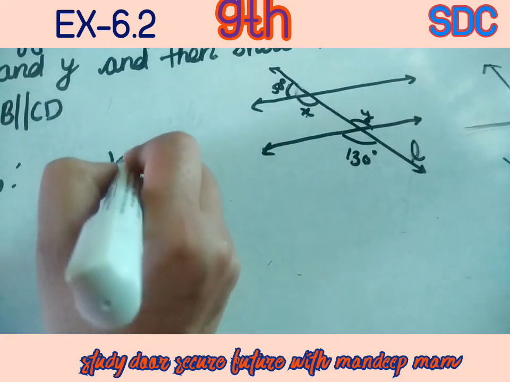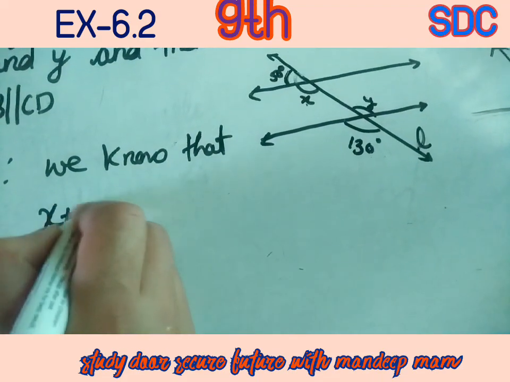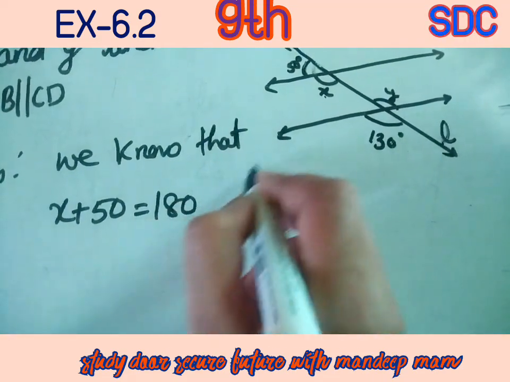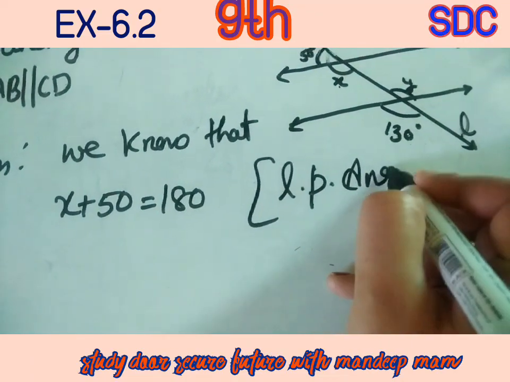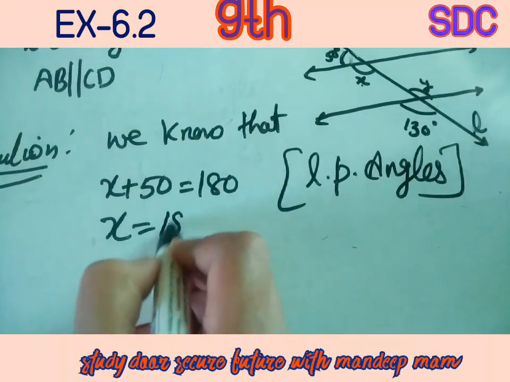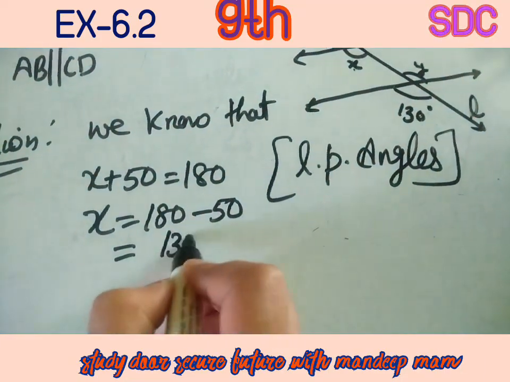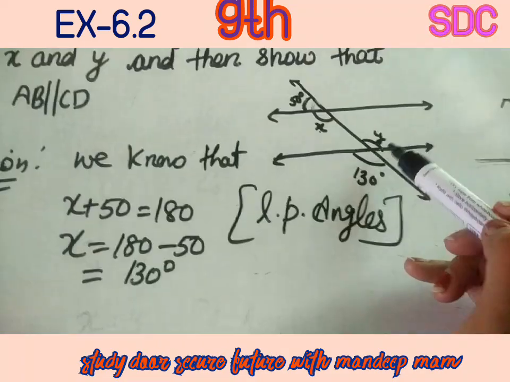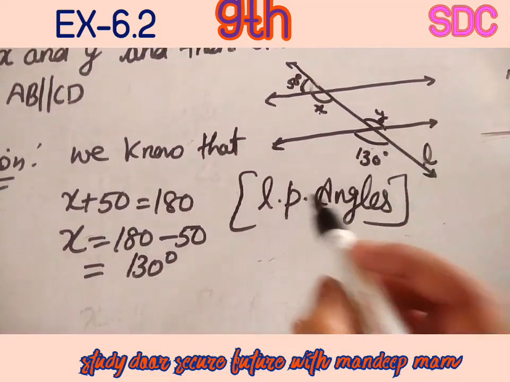We know that x plus 50 is equal to 180 degrees because of a linear pair of angles. So angle x will be 180 minus 50. 180 minus 50 is equal to 130 degrees. Now we find that y is equal to 130 degrees. Why 130 degrees?